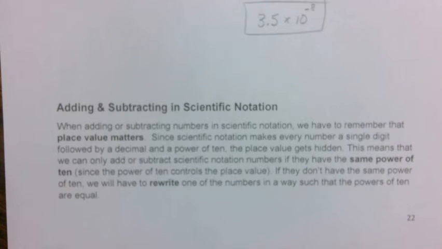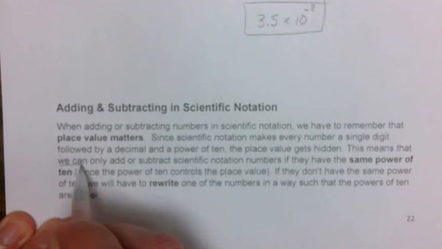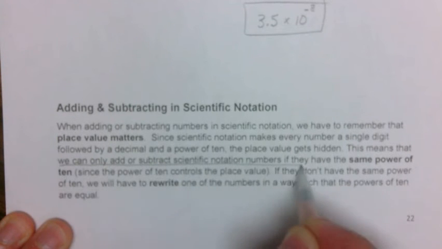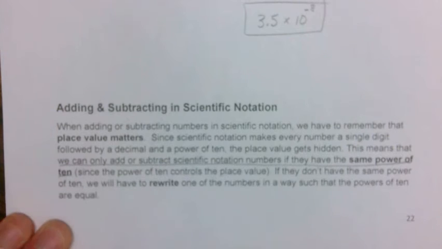With addition and subtraction, we have to remember that place value matters. Since scientific notation makes every number a single digit followed by a decimal and a power of 10, the place value gets hidden. This means that we can only add or subtract scientific notation numbers if they have the same power of 10, because the power of 10 controls the place value. If they don't have the same power of 10, we will have to rewrite one of the numbers in such a way that the powers of 10 are equal. So again, we can only add or subtract scientific notation numbers if they have the same power of 10.